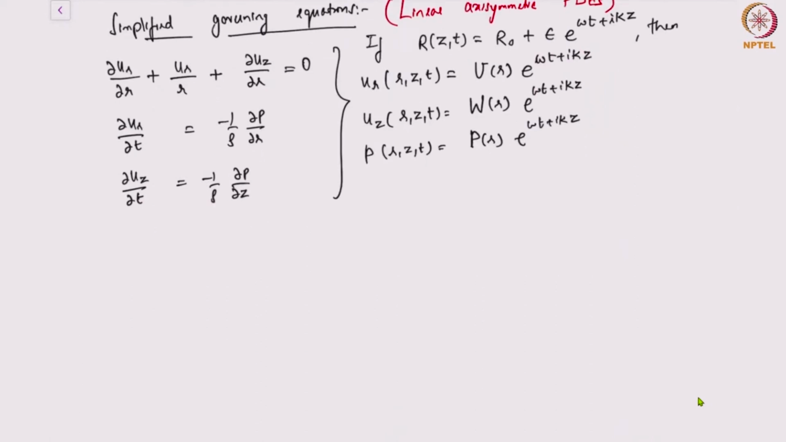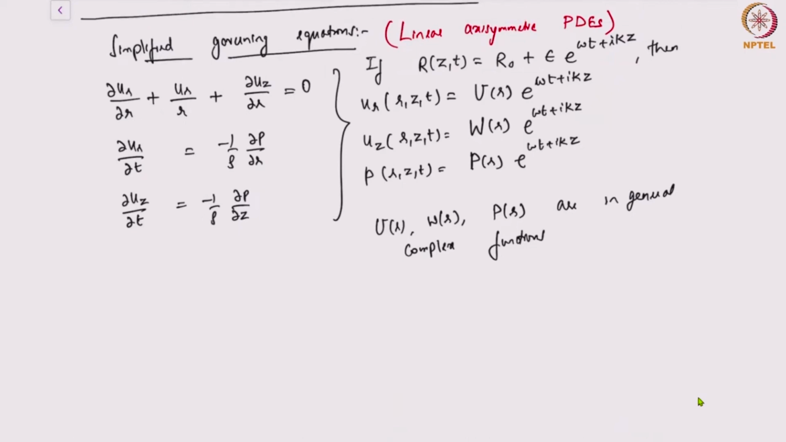Now we have to remember that u of r, w of r, p of r are in general complex functions. And this is important and also necessary. Why would we expect it to be a complex function mathematically? Because the other term, the exponential term that we have, e power omega t plus I kz, is a complex function. So the u of r can be complex, but ultimately remember we are going to take the real part of this quantity.